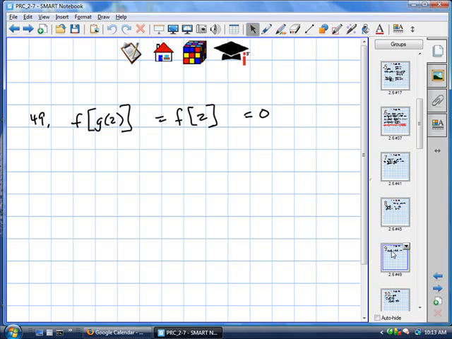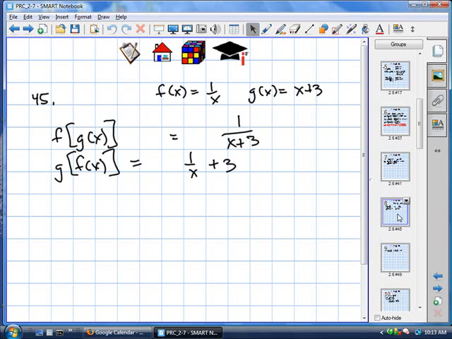Another 2.6 question. Emily? What's happening in this part? Find f of g, and then in part B, find g of f. And find the domain of each composite function.